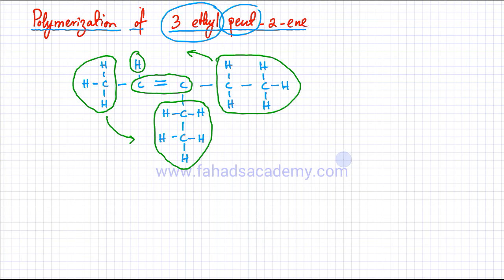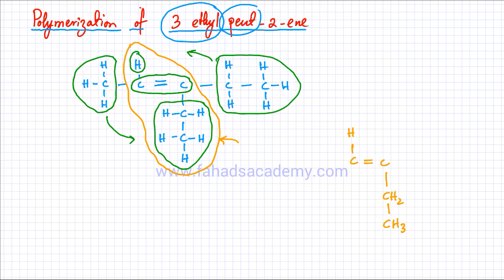I'll put the carbon double bond carbon in the center. There's an H on top, and instead of drawing all the bonds, I'm just going to write CH2 and CH3. This is the structure that I've just drawn right now. Now let me rub this off.